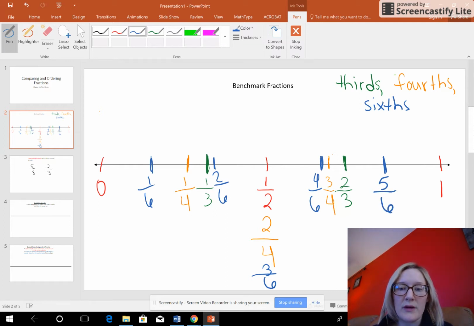Now, why am I doing this? This gives you a visualization of where each fraction might fall on the number line when we have different denominators. So if you notice, I have fractions that are greater than and less than 1/2. I have fractions that are equal to 1/2. And we didn't do any multiplication or division to figure this out. We simply just looked at a number line, visualized how to break it into equal pieces, and then did that. So when we're comparing and ordering fractions, this is one way that we can use to help us order and compare different fractional amounts.